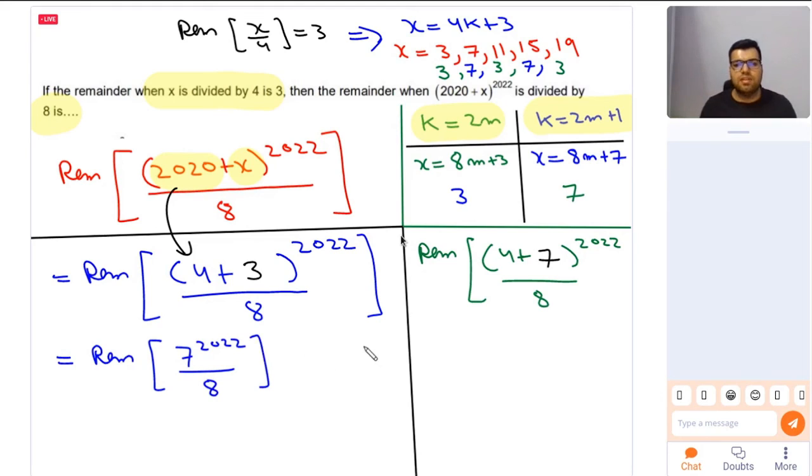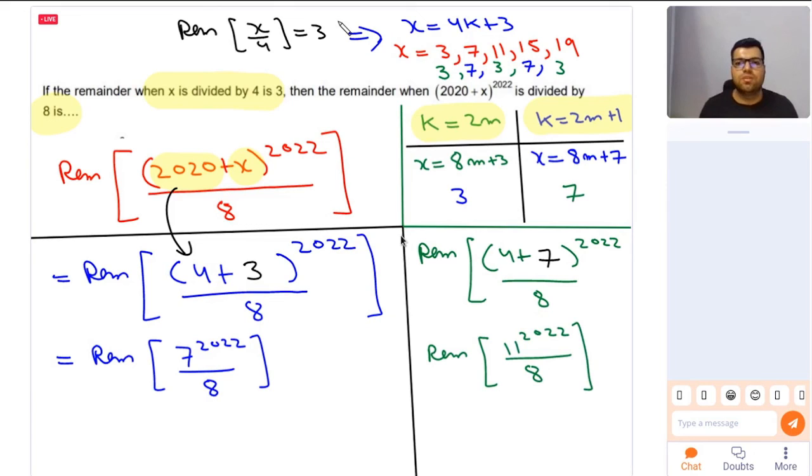And this is coming out to be the remainder of 11 raised to power 2022 with 8. Two possibilities. Now how will we solve these?